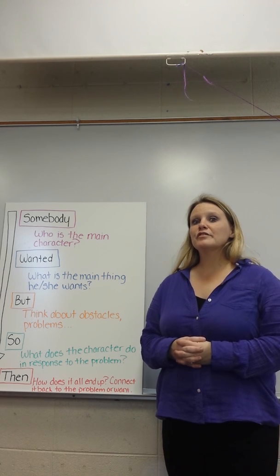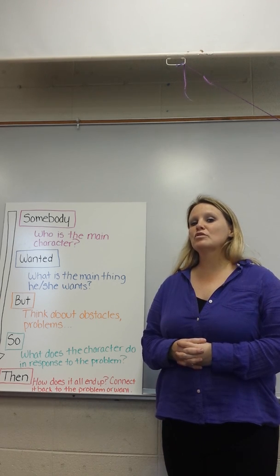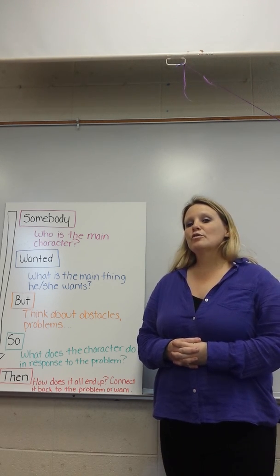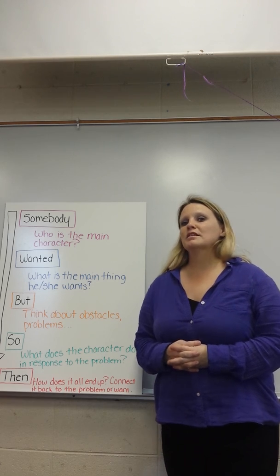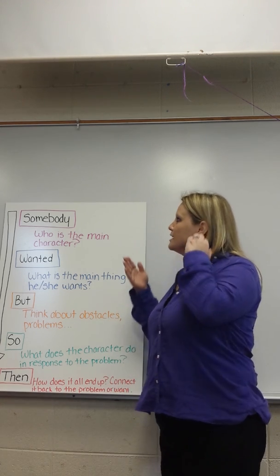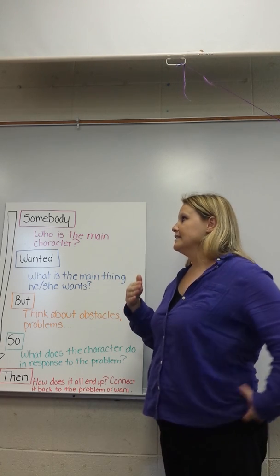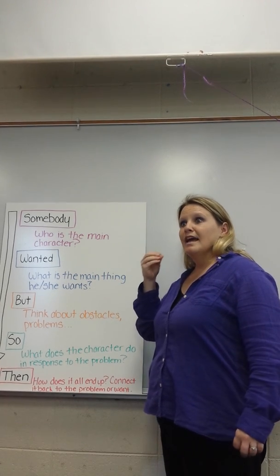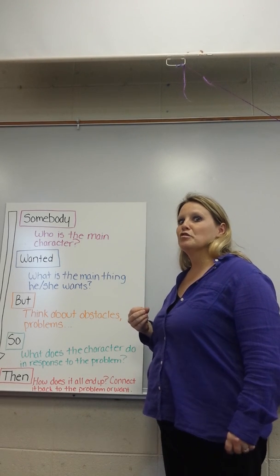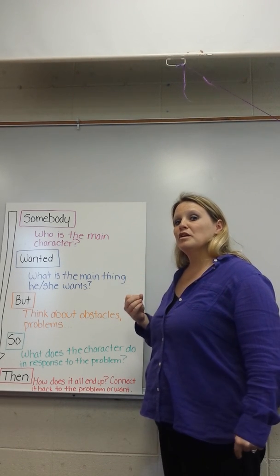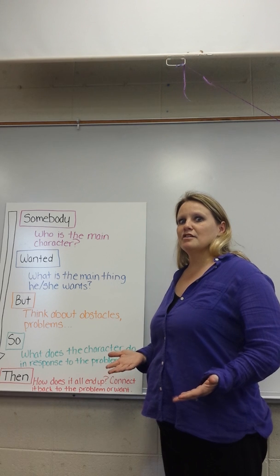So there is a framework that we can use to help make sure that we get the most important elements from the story, from the fictional text, and so that we can include those in our summary when we decide to write it. So let's go ahead and talk about that framework. It's somebody wanted, but so then. And it's a really good way, and it's really short and easy to remember, but it really helps us pick out the best things out of the story.